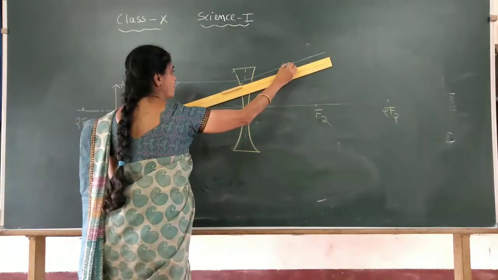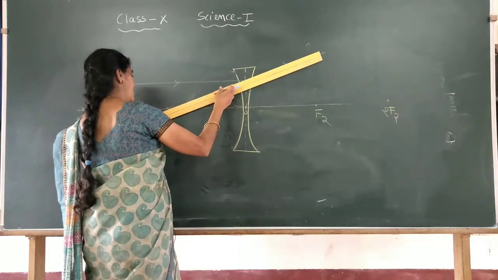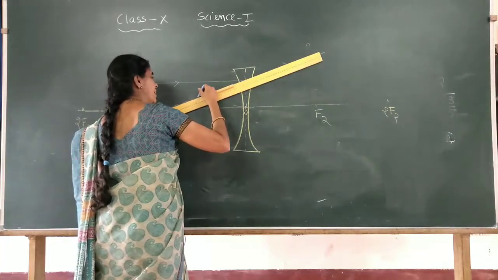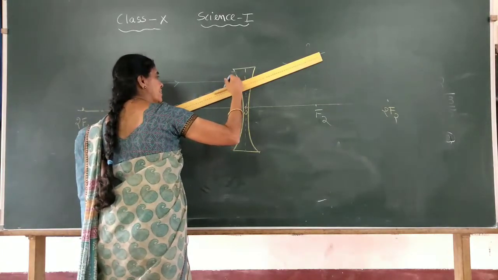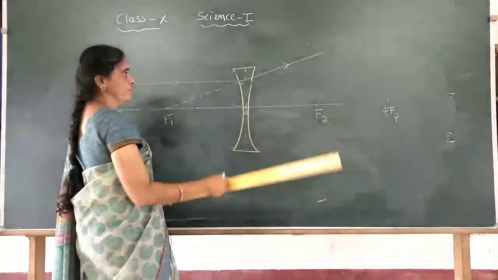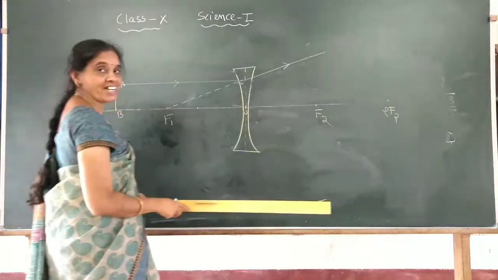It looks as if it is coming from this point. It looks as if it is starting from this principal focus, if you make this refracted line move backwards. So this way it travels after refraction. That is the one ray I have drawn.